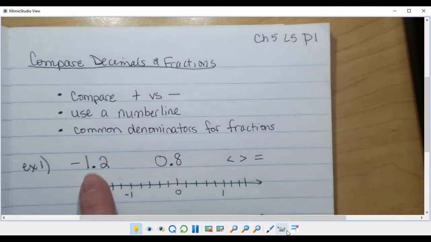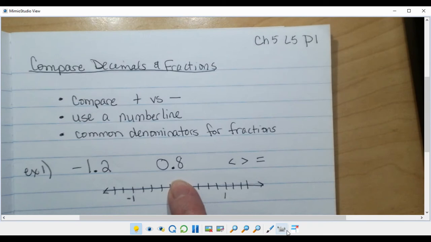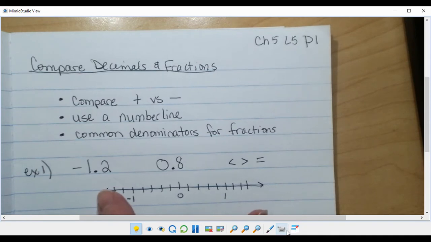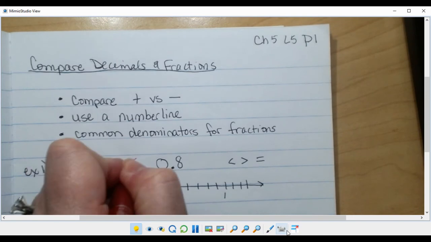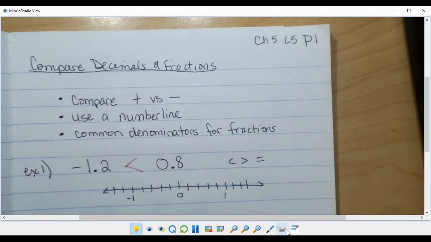I have an example here. We have negative 1 2/10 and positive 8/10 that we're going to compare. Now, I drew my number line out because we're going to talk about that, but this is an easy one. I don't even care that this is a 1 and this is a 0.2. 1 is positive and 1 is negative. So that makes my answer super easy. The negative will always be less than the positive.